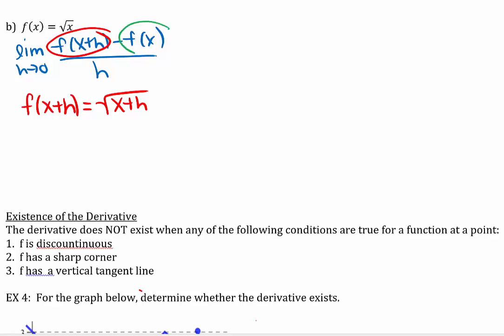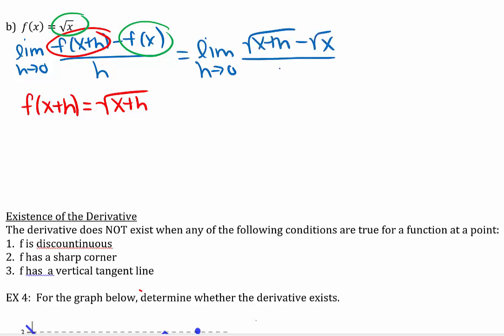And my f of x is just the original function. So plugging those things into my formula, I have the limit as h goes to 0 of square root of x plus h minus square root of x all over h. Now to find this limit, we're going to use a trick we learned in one of the previous sections. I'm going to rationalize the numerator, and I'm going to do that by multiplying both the top and the bottom by the conjugate. In other words, I take that radical expression and I just change the sign.